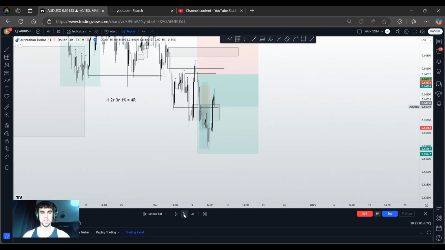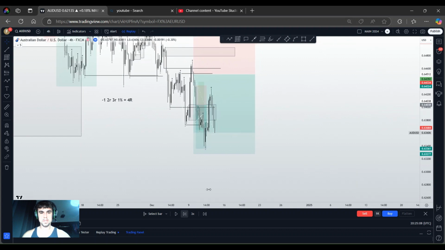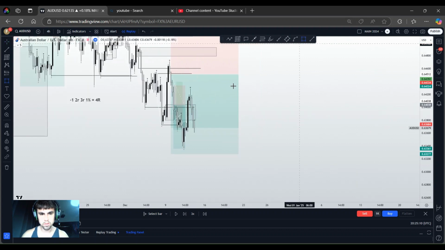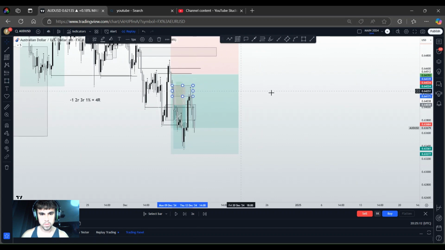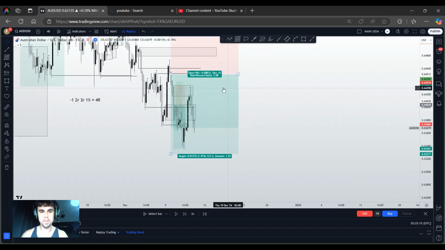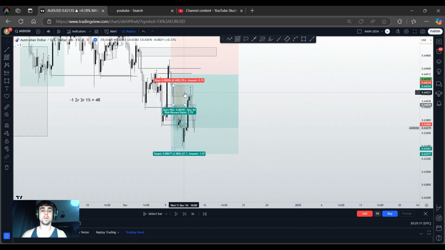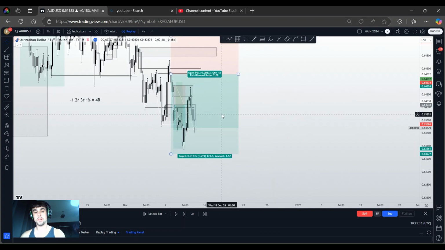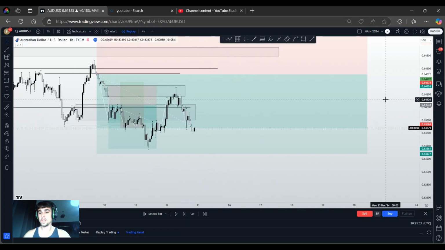So yeah, let's have a look there. That is a nice opportunity as well for a short. I mean, just missed that because I was spamming buttons, but that's in premium. I mean, we could say I could have took that, but I didn't. I just kept clicking buttons, so it is what it is.